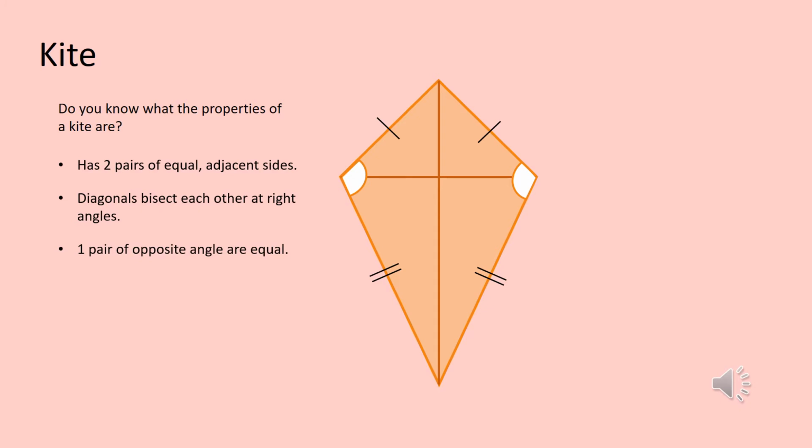Here we have a kite. Yes, it is like the kite that we all fly on a windy and sunny day. A kite has two pairs of equal and adjacent lines. The diagonals bisect each other at right angles, and one pair of opposite angles are equal.